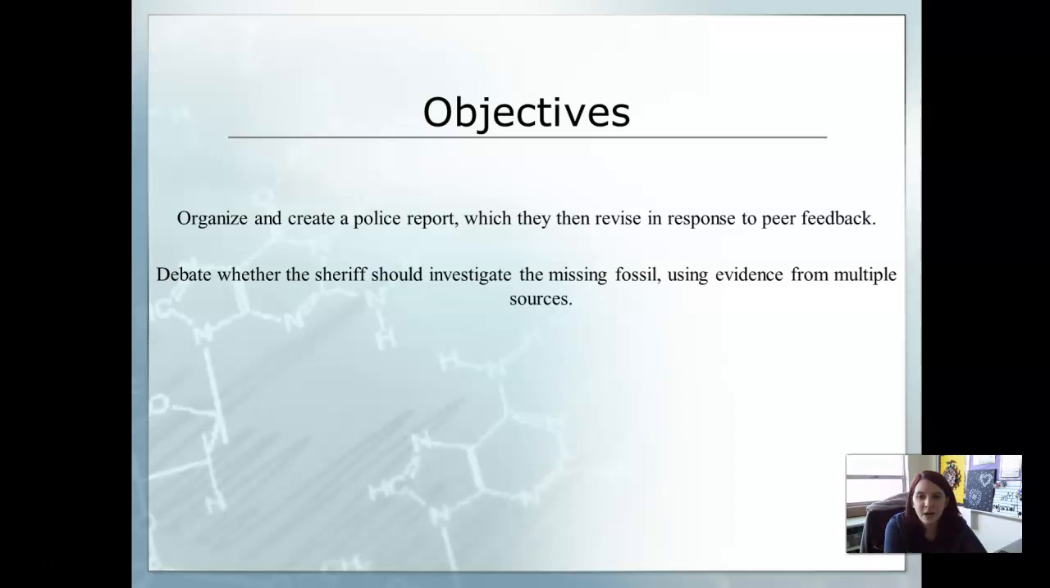Our objectives for today are to organize and create a police report, which will then be revised in response to peer feedback. And we're going to debate whether the sheriff should investigate the missing fossil using evidence from multiple sources.